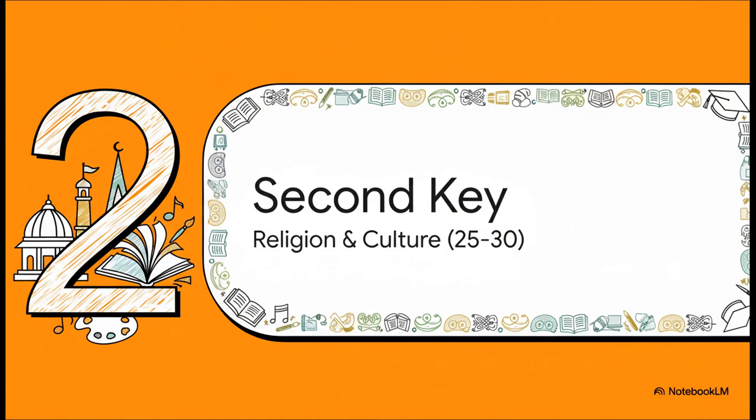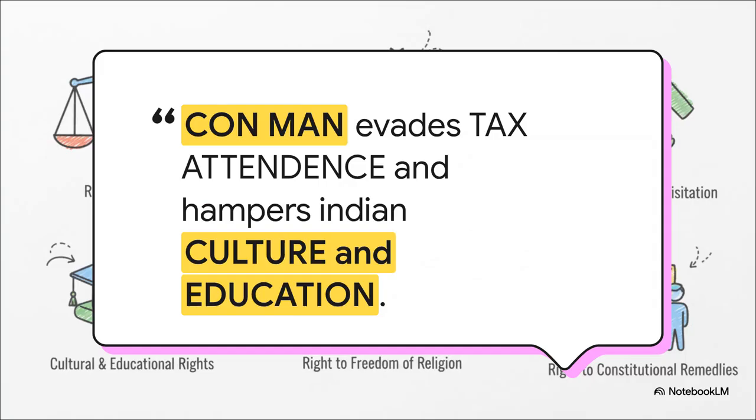It's not really an acronym. It's more like a little story. And it covers all the rights related to religion, culture, and education. So here's our second statement. Con man evades tax attendance and hampers Indian culture and education.